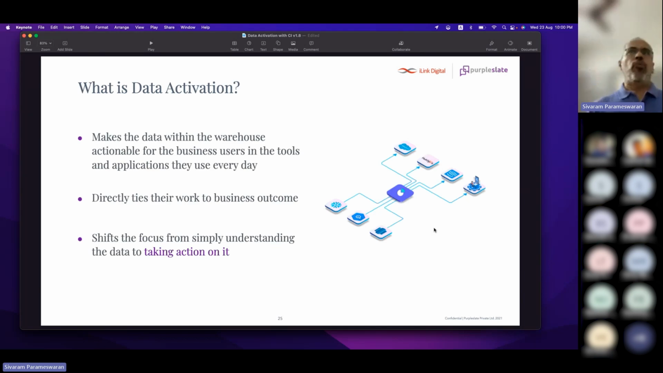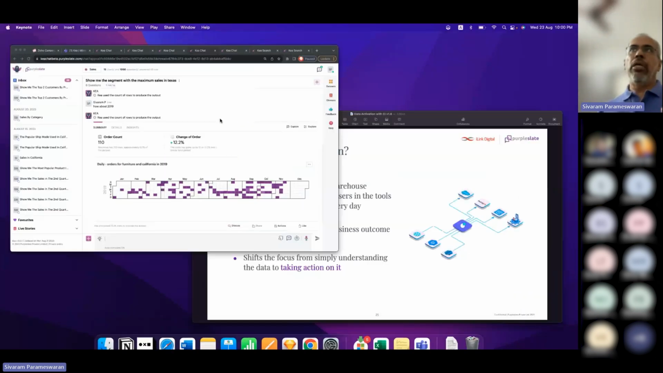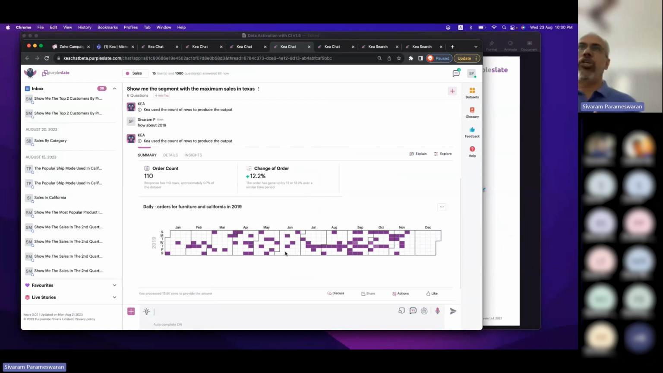So within this, where exactly does data activation fit in? How do you take this warehouse data and make it actionable? As I said, if the input from this warehouse gives me this information, how do I consume this 110, or this delta of 12.2 increase? What do I really do with that? How do I really tie this to a business action?